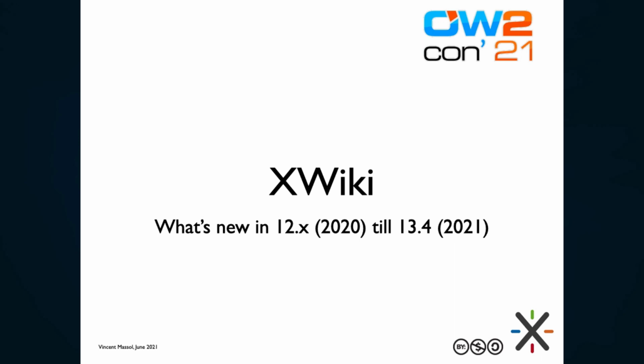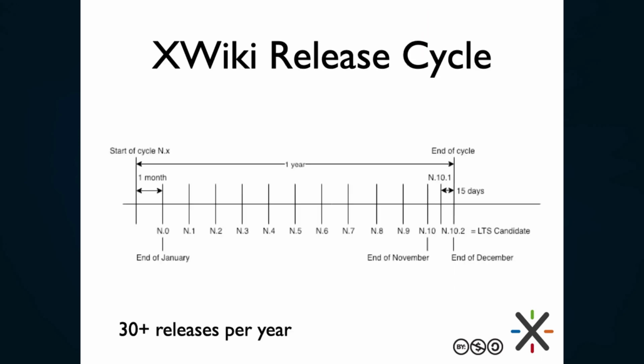So let's dive in. I mentioned versions, so let's go quickly through the release cycle of XWiki. We have 11 releases every year from January to December, so that's one every month. And then in December we have 2 bug fix releases to stabilize the cycle, and then at the end of the year we call the version an LTS, a stable release basically. And then we do that over and over every year.